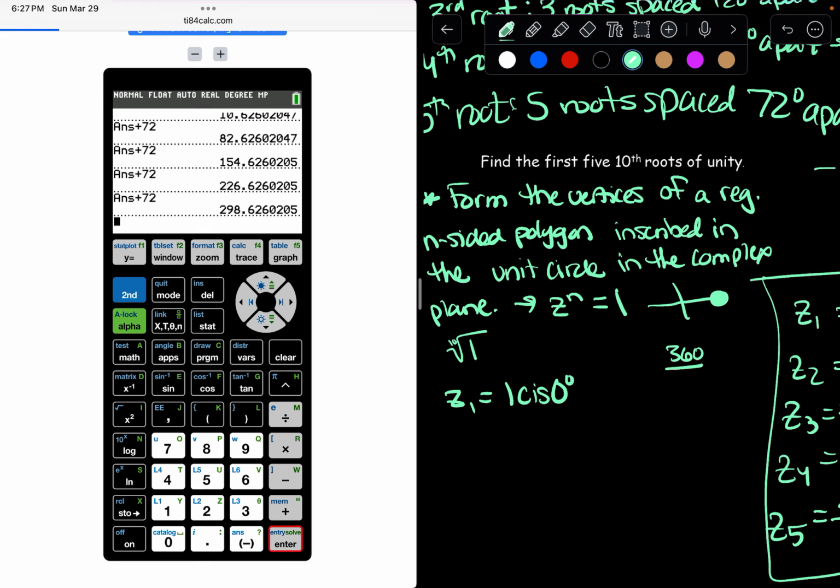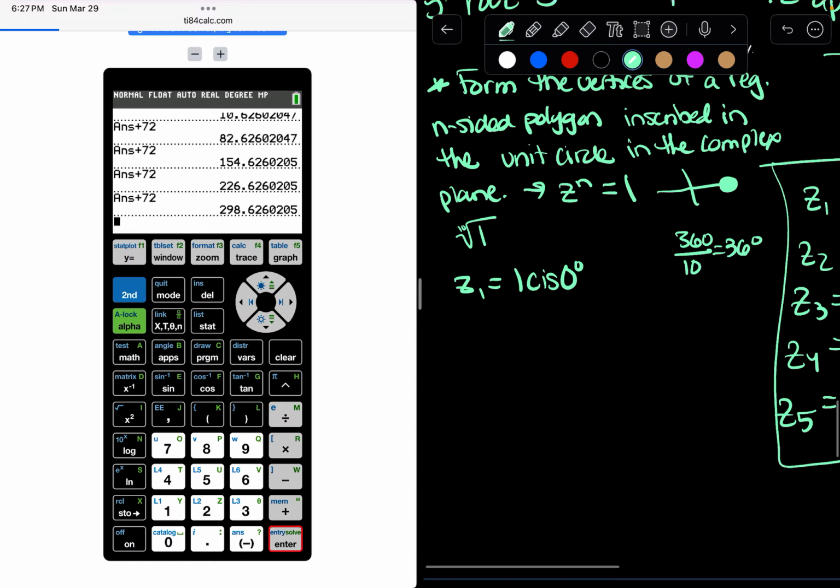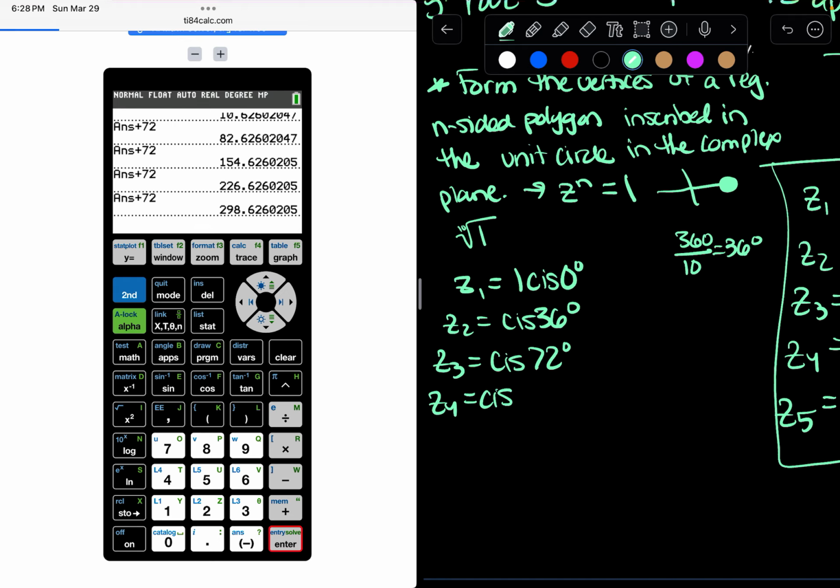10th root, so we're going to do 360 divided by 10, so we get 36 degrees. So that means starting from 0, I will add 36 degrees, and we end up with 36 degrees. And then I continue on from here. So if I add 36 to 36, we get 72. Add 36 to 72, we end up with 108. And then add 36 to 108, we end up with 144.